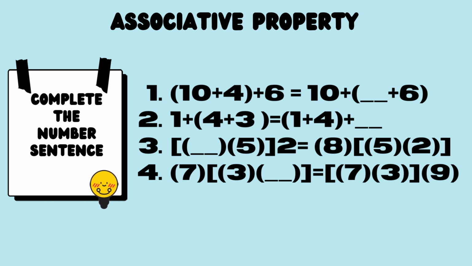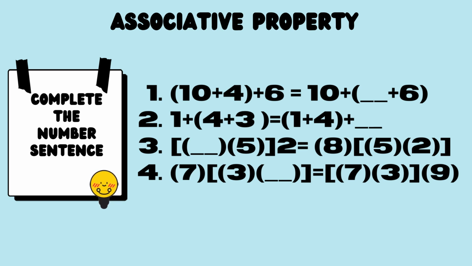In number 3, there is a certain number multiplied by 5 before you multiply to 2. On the other side, we have 8 multiplied to the product of 5 and 2. What can this number be? What about number 4? You will multiply 7 to the product of 3 and a certain number. And in here, you multiply 7 and 3 to 9. I hope you can see the relation.